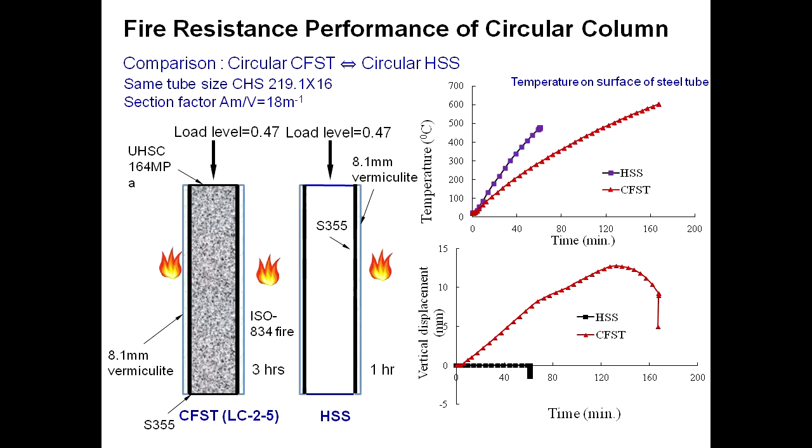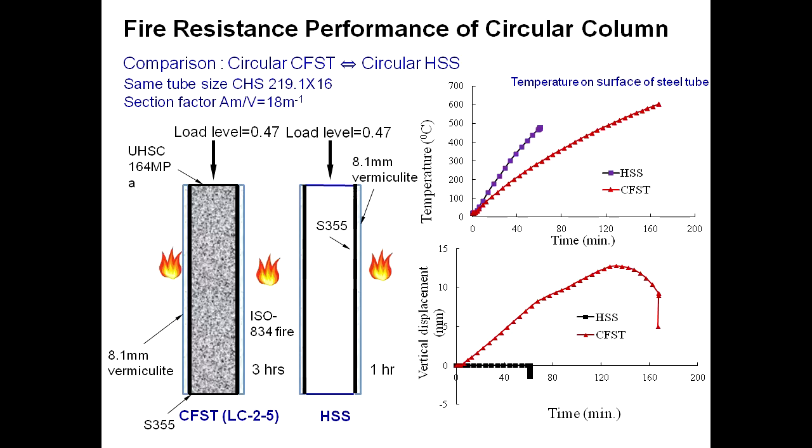So this is just a comparison with the circular columns, and this is the steel tube. We provide vermiculite, and this is the infill tube, infilled with ultra-high strength concrete. Also provide the same fire protection. It plots the temperature versus the time.